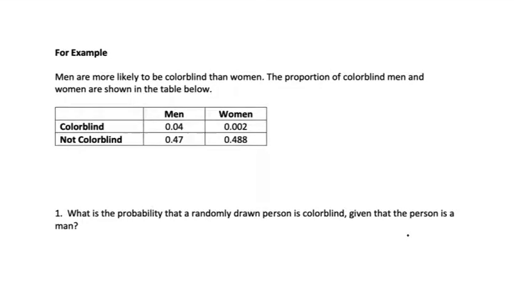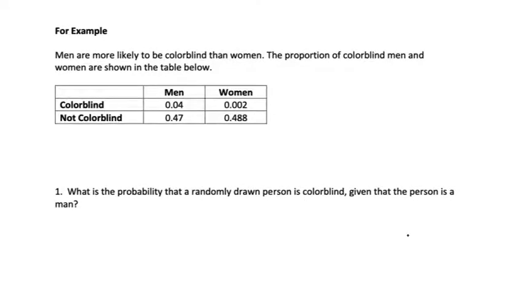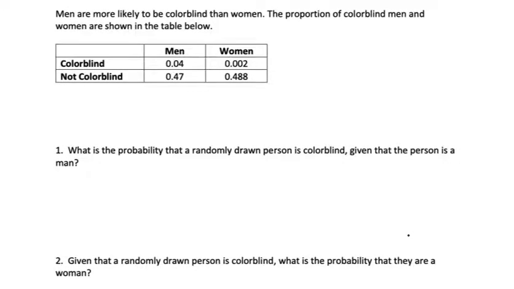Now we're going to look at another example that has to do with color blindness. Men are more likely to be colorblind than women, and we have in this table the proportion of people who are colorblind and not colorblind separated by gender, so men and women. Our first question here is, what is the probability that a randomly drawn person is colorblind given that the person is a man? One thing to notice about this table that's a little bit different than the previous table is that instead of numbers of people in the boxes, I have proportions or percentages. For example, this is telling me that 4% of the population are men who are colorblind.